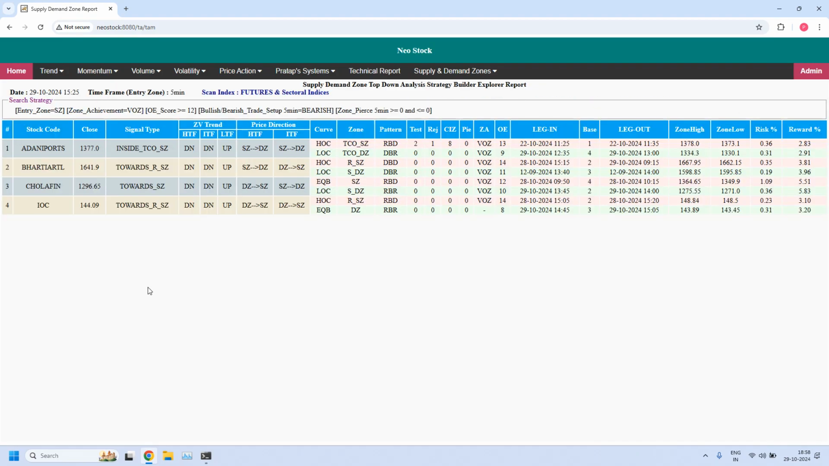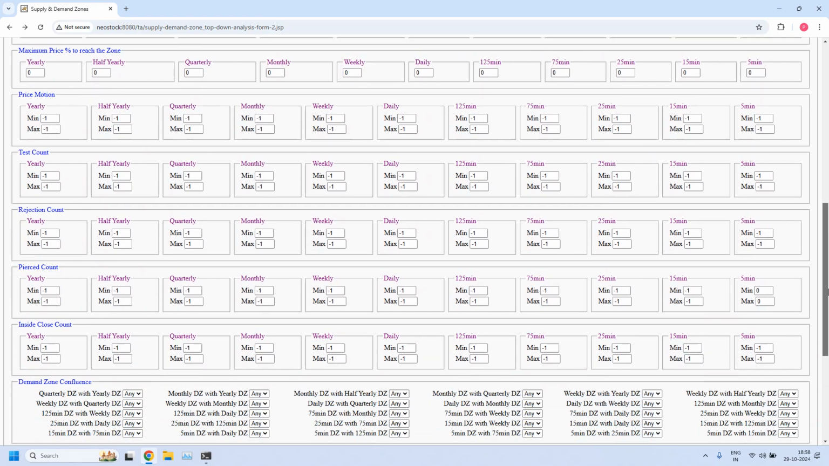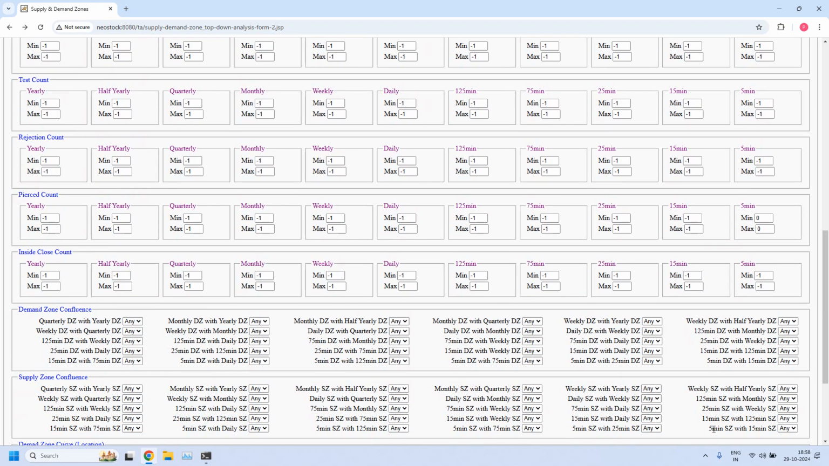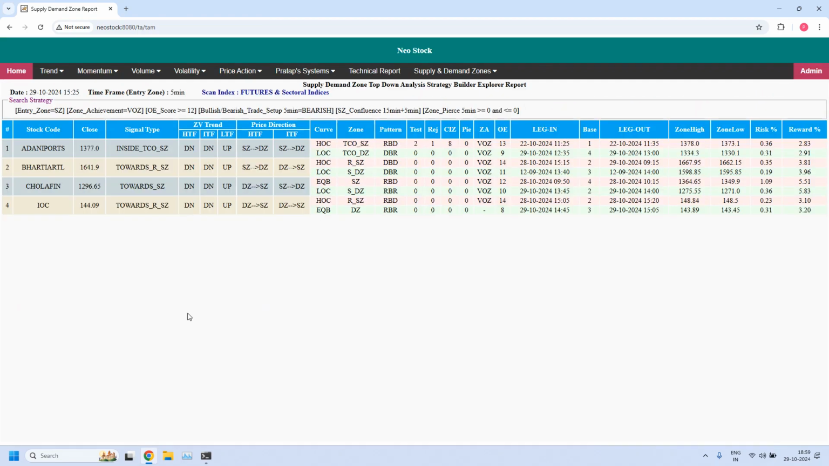Let's verify. We got 4 stocks. Currently these 4 stocks are supporting the bearish trade setup for the hourly income trade. Now let's verify whether any of these stocks have high probability support, that is the LTF, ITF supply zone confluence. That is the 5 minute supply zone with 15 minute supply zone confluence. I am enabling the filter. Out of the 4 stocks, all 4 have ITF supply zone confluence. That means all these 5 minute supply zones are part of the 15 minute supply zone.